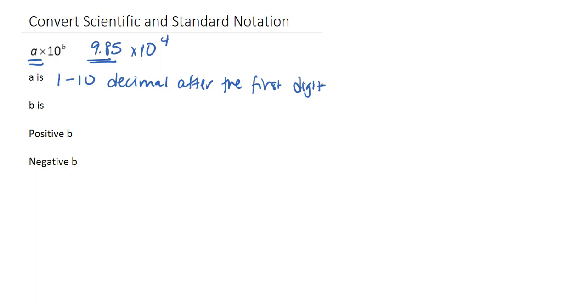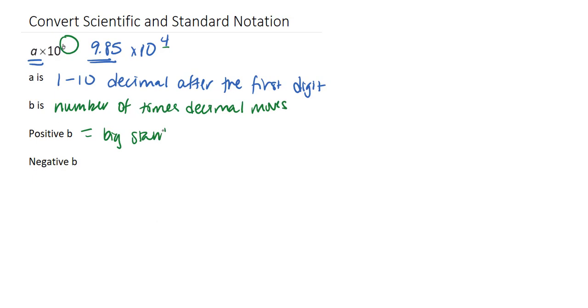Now, B, right, this is our B. B is going to be a number of times the decimal moves. Now, if we have a positive B, like we do here, it means we're going to have a really big number, or at least larger than 1.